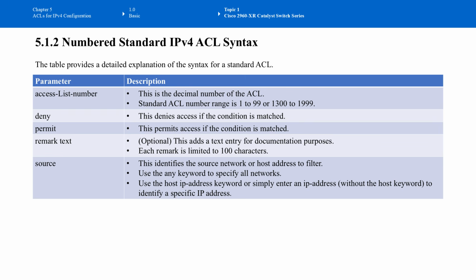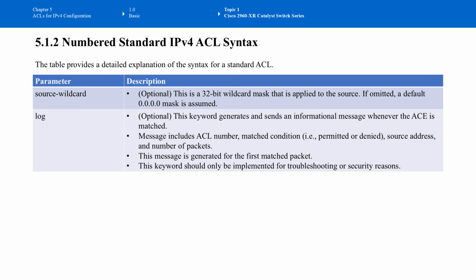Source address. A standard ACL filters traffic based only on the source IP address. We also have the wildcard mask. A wildcard mask identifies which addresses should match. It works together with the source IP address. Besides these, we also have the optional parameters. The command also supports two optional features. Remark: a remark adds a comment to the ACL. And the log keyword tells the router to record a message whenever a packet matches that ACL entry.